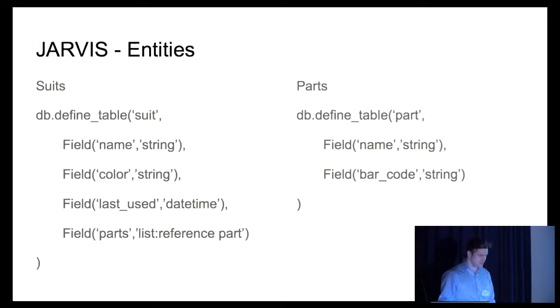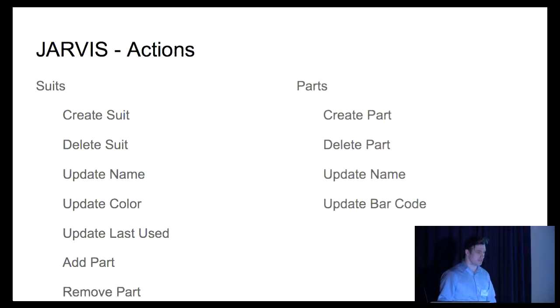And then from there, what are the actions that we're going to have to take in order to manage the inventory? So we've got creating a suit, deleting a suit, updating a name, updating the color because Tony likes flashy colors and he wants the fire engine red, update last used, adding a part, removing a part. You can create a part, delete a part, update its name, or update its barcode. So basically update any of the entities themselves, add an entity to another entity, or create or delete an entity.